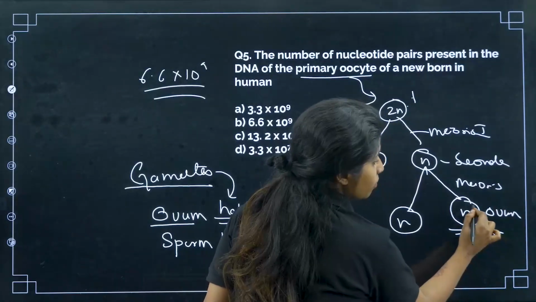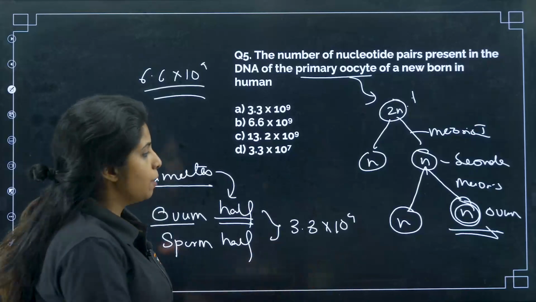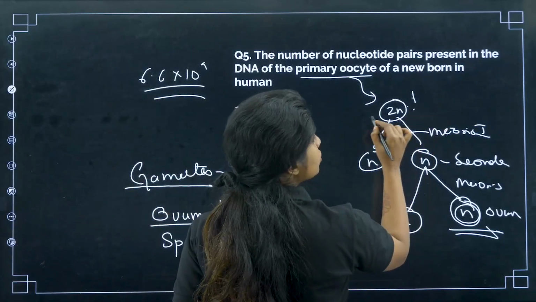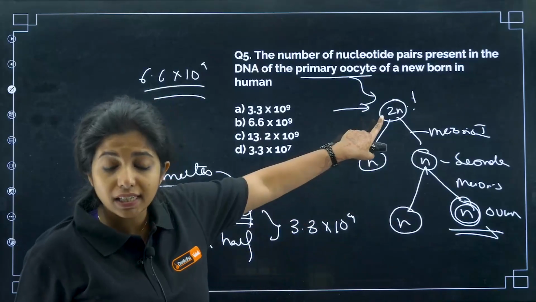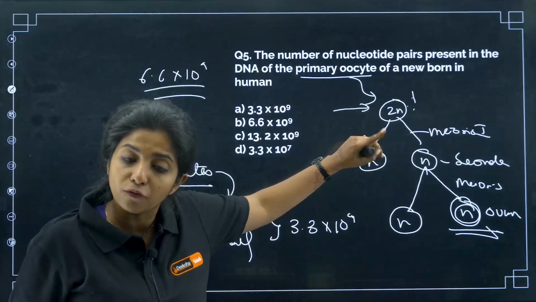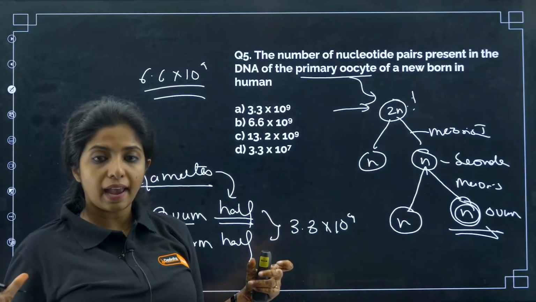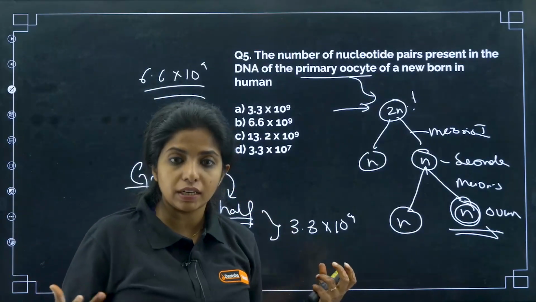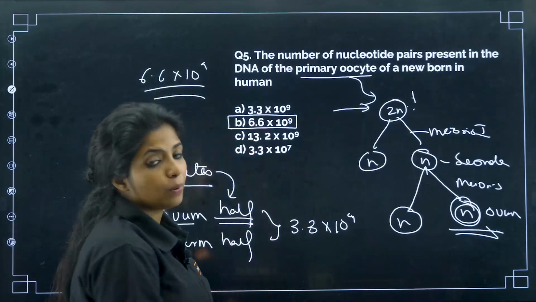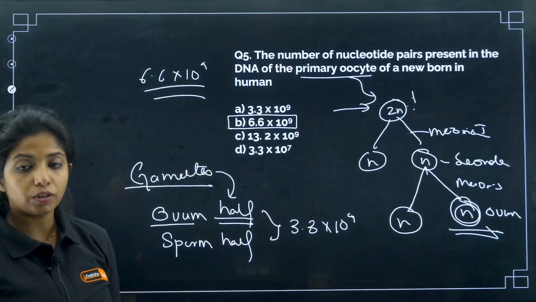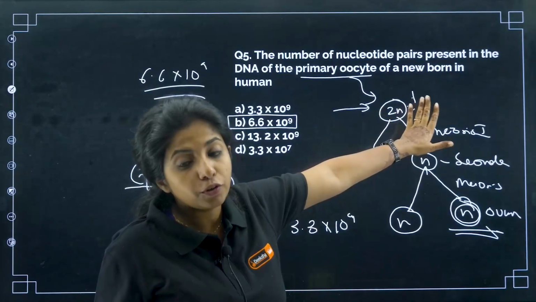So if it was ovum, then it would have been N, that is 3.3 to the power 9. But over here, when you're talking about primary oocyte, it has not yet completed its division. It's stuck in prophase 1. So can I say it is diploid only? That means it has the full number of chromosomes. The normal cells, how many chromosomes they have, or what DNA content they have, the same here as well. So the answer will be 6.6 into 10 to the power 9, not 3.3 into 10 to the power 9. So if you're not aware about primary oocyte being like this, you would not be able to answer this.